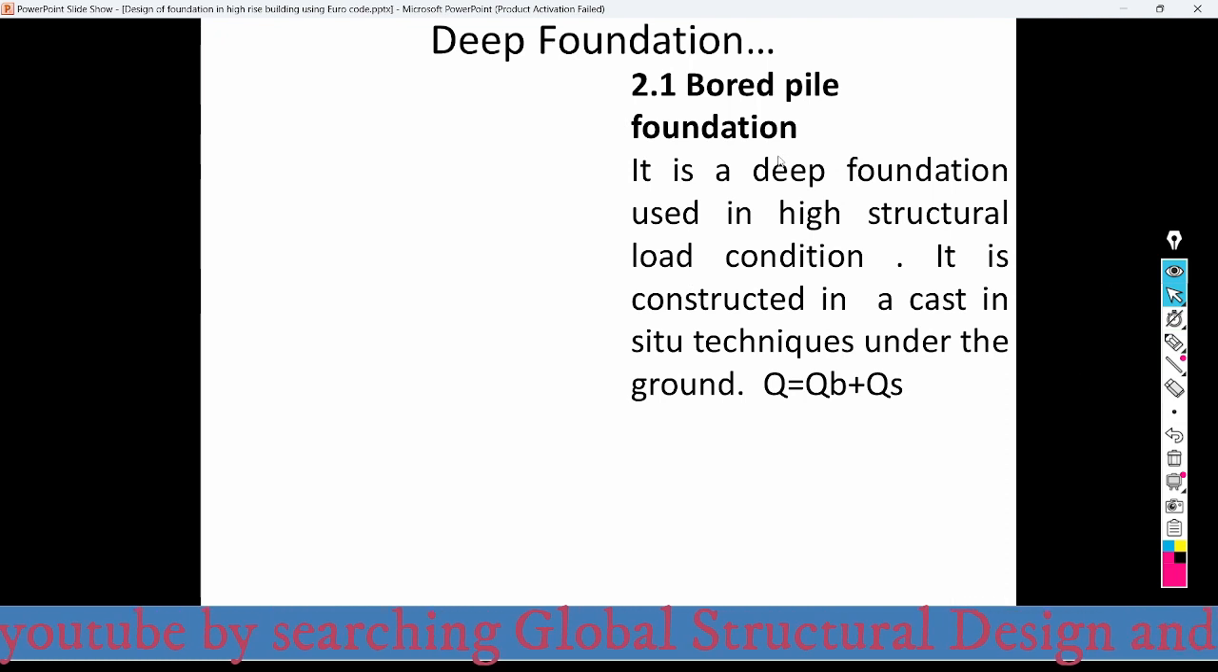And the other deep foundation is the bored pile, or what you call the cast in situ pile. So it is a deep foundation used in higher structural load conditions. It is constructed by cast in situ techniques under the ground, meaning the bored piles transfer the load from the superstructure to the soil by using the end bearing and the side friction methods. So the pile capacity here, this is the pile capacity.